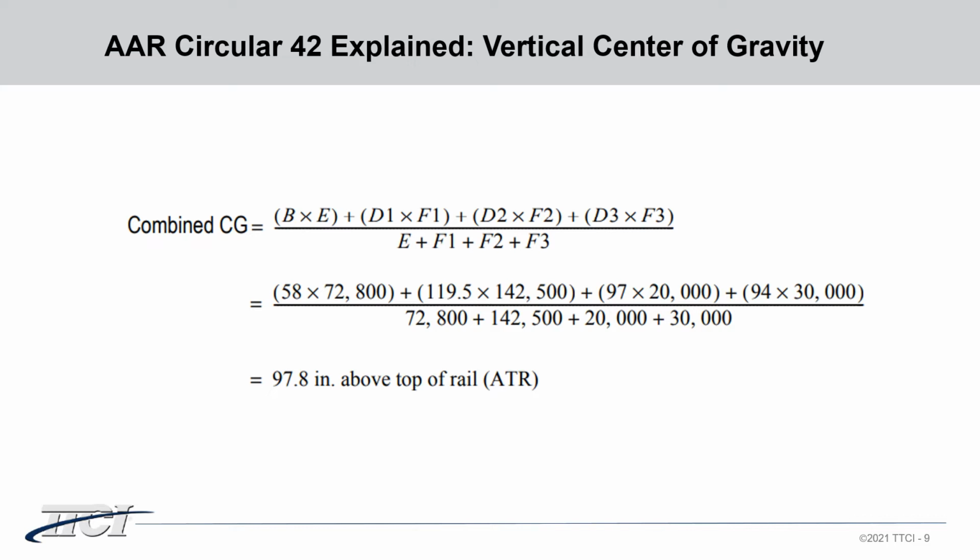Now our rather simple, straightforward equation earlier has blossomed into the one above to account for the 3 different groups of rolls. Making the substitutions, we calculate this load has a combined vertical center of gravity of 97.8 inches and satisfies the 98-inch rule.